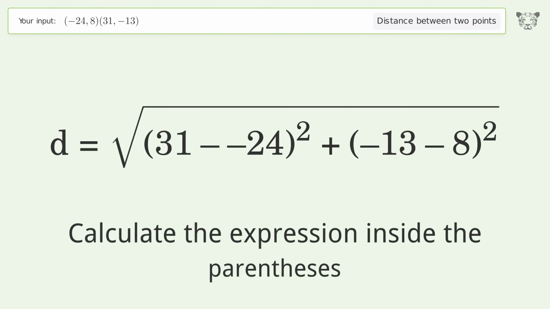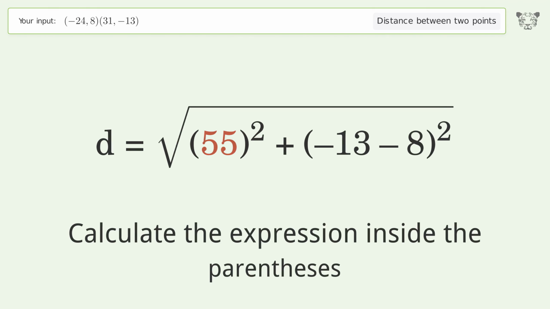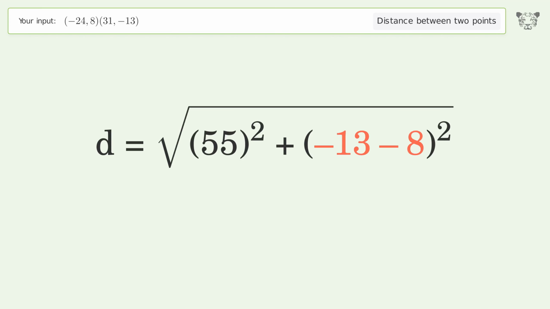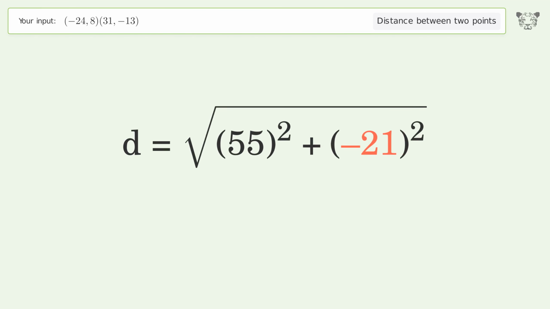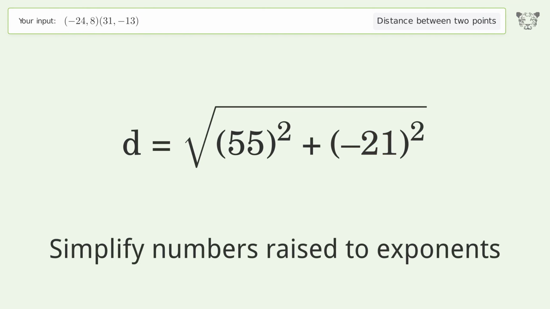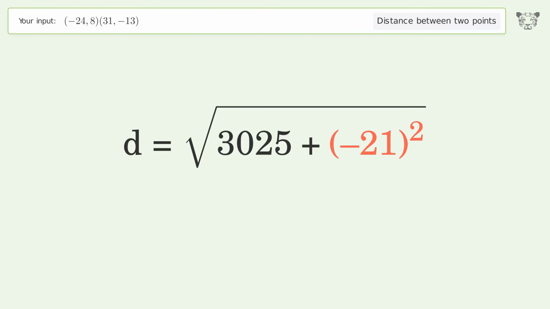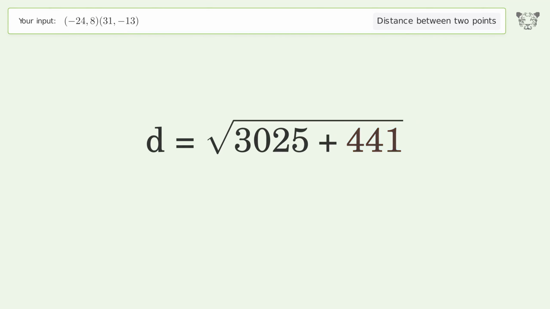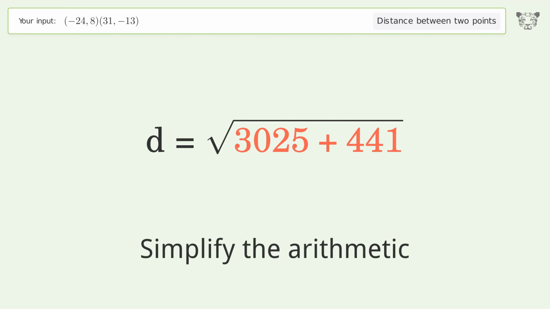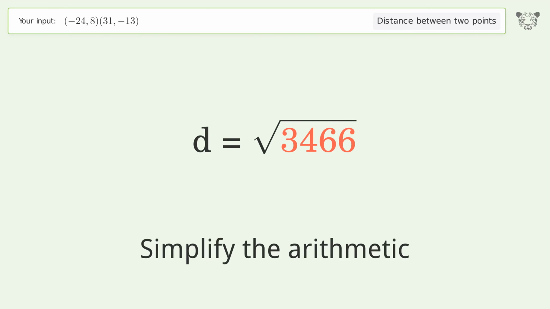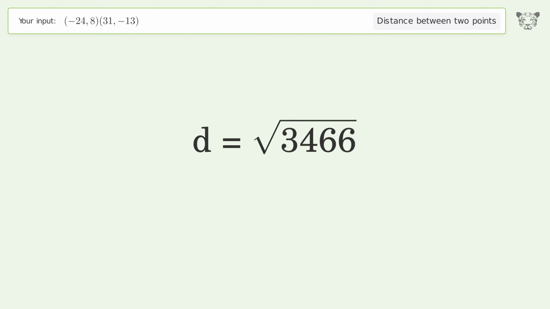Calculate the expression inside the parentheses. Simplify numbers raised to exponents. Simplify the arithmetic. And so the distance between the 2 points is the square root of 3,466, or 58.873.